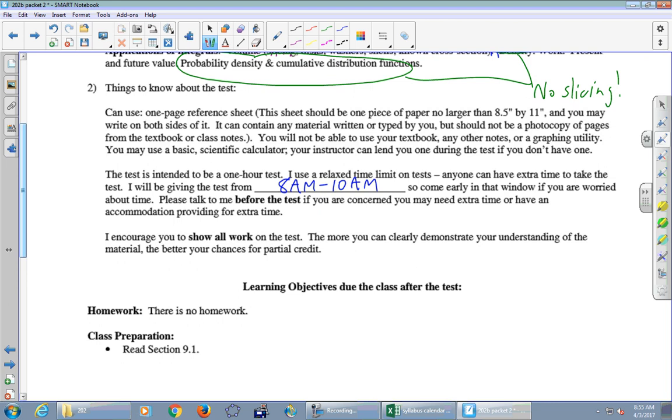All right, I encourage you to show all work. As usual, don't leave anything blank. Any general questions before you spend the rest of the period just reviewing however you see fit? Okay, good. I'll walk around and check homework and answer questions that you have.